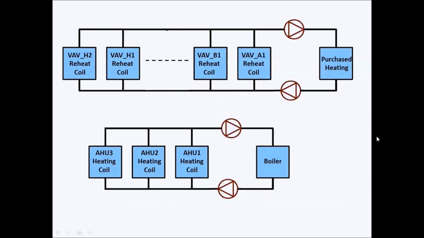So what I decided was to take 10 reheat coils and get hot water from purchased heating. That would be system one. Another system would be to take hot water from the boiler and give it to the three AHU heating coils. So we'll be making two heating systems.